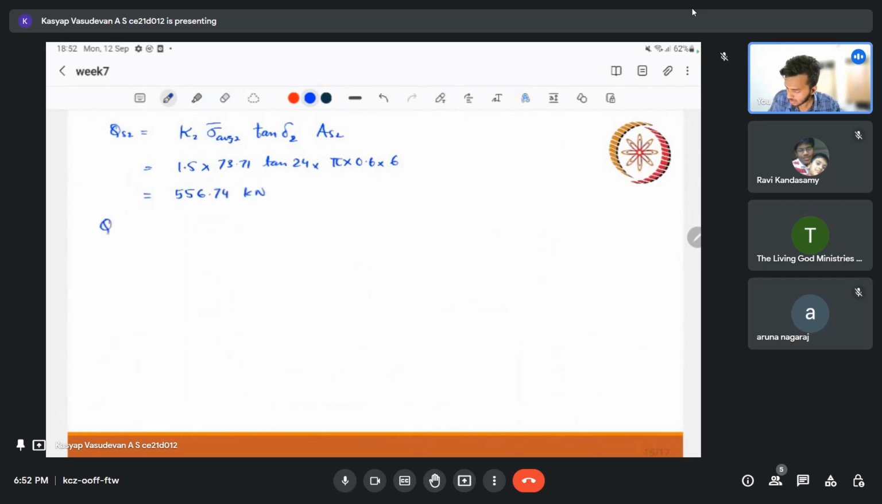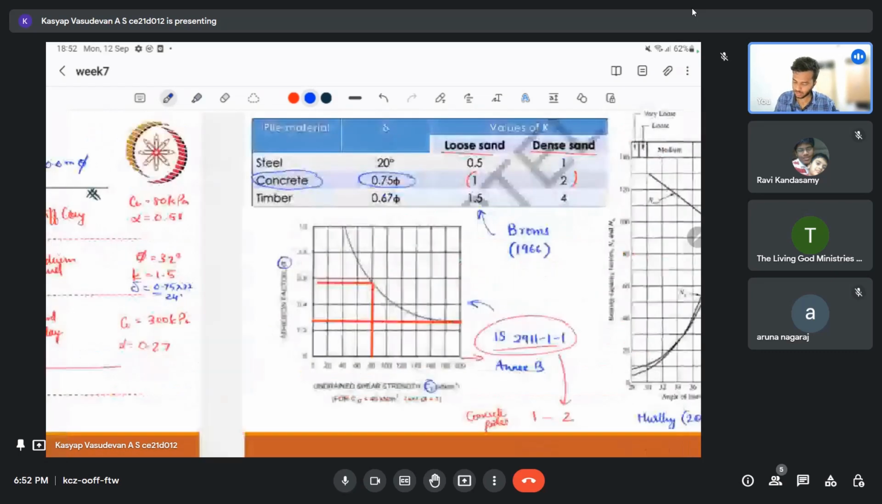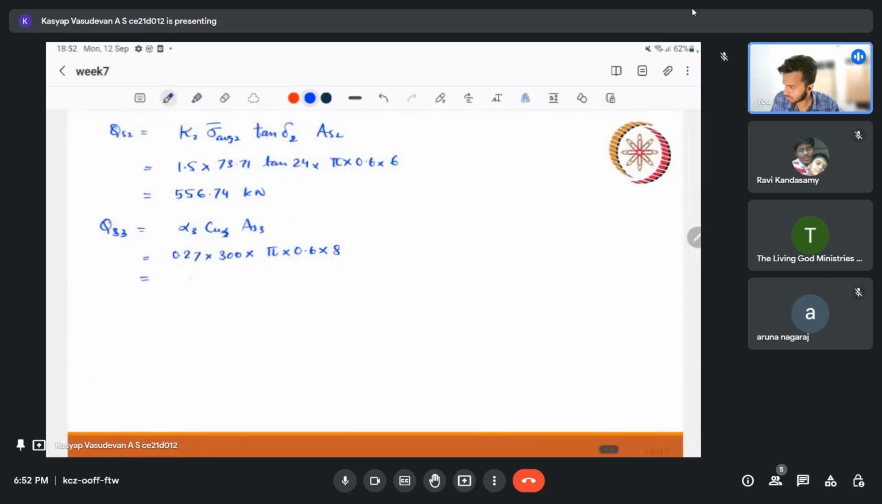And third layer, QS3 is equal to, again clay, so alpha 3, Cu3 and AS3. That will be alpha 3 was 0.27, Cu3 was 300, and AS3 is nothing but the perimeter into length, so that is 0.6 into 8 meter, right? So the last layer is of 8 meter. It's a very long, big section, and this turns out to be 1221.45. Just see how big this number is. So the last layer is providing a lot of shear resistance.